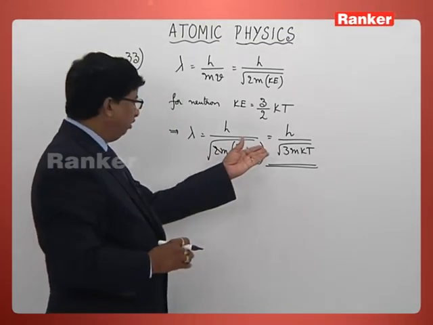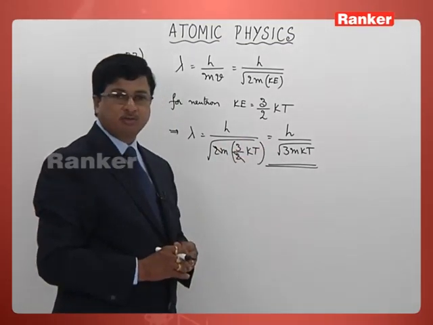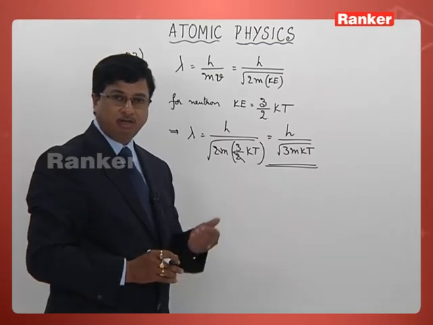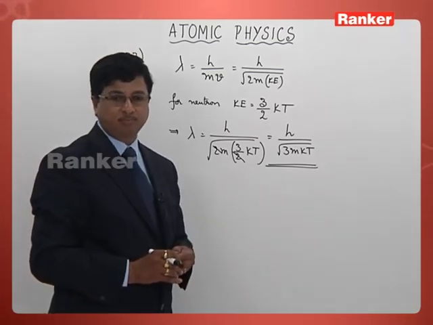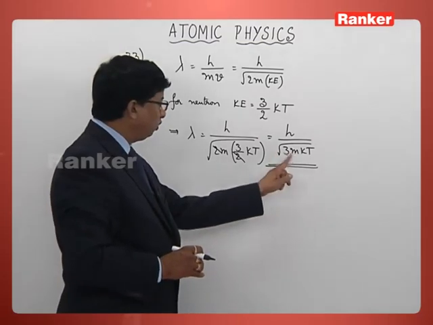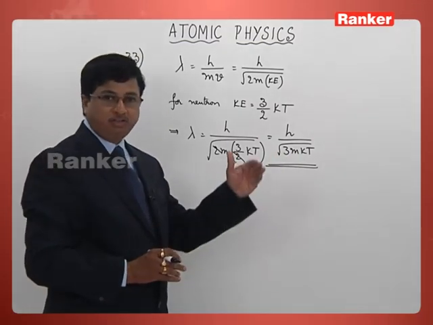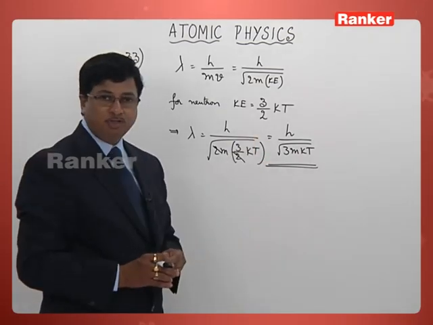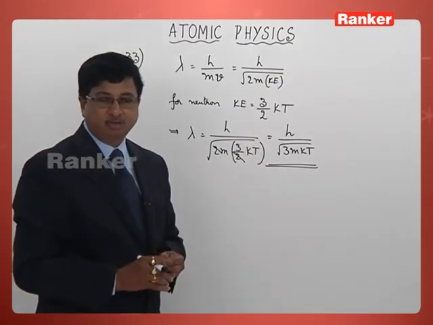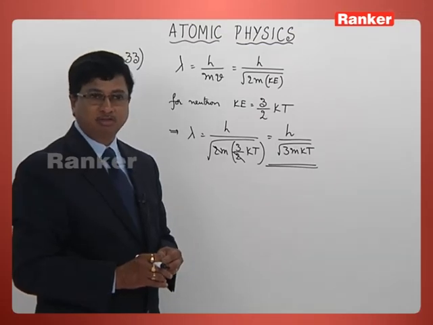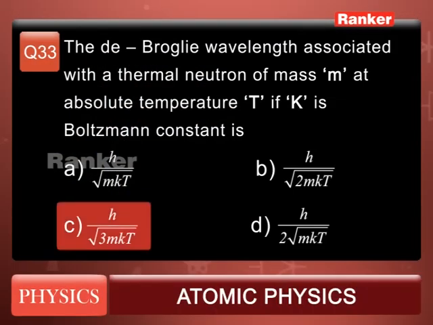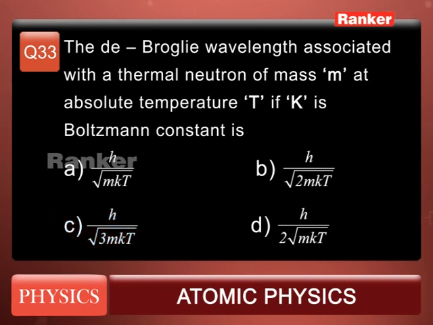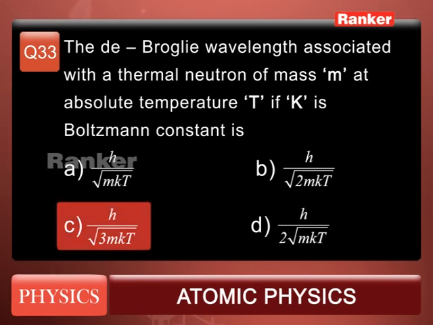So you can even remember this formula once and for all without calculating or deriving it then and there itself. So h by under root 3m kT is the correct option for us, which is exactly the same as the third option given in problem number 33. Therefore, the correct answer for us is going to be C for this problem number 33. That is what you have to remember.